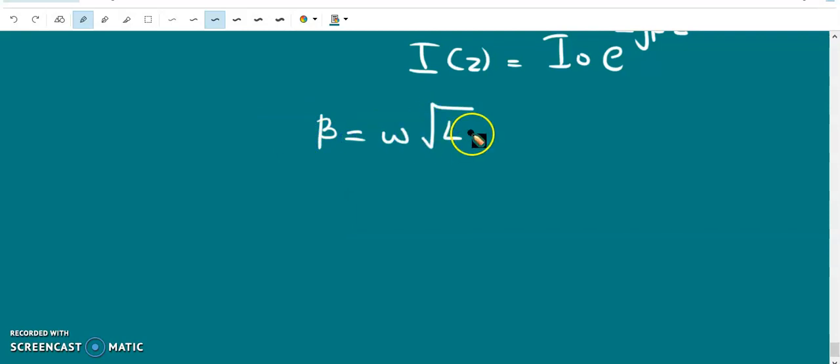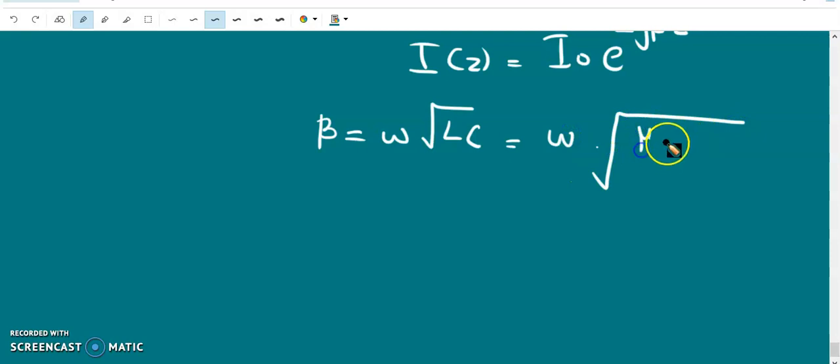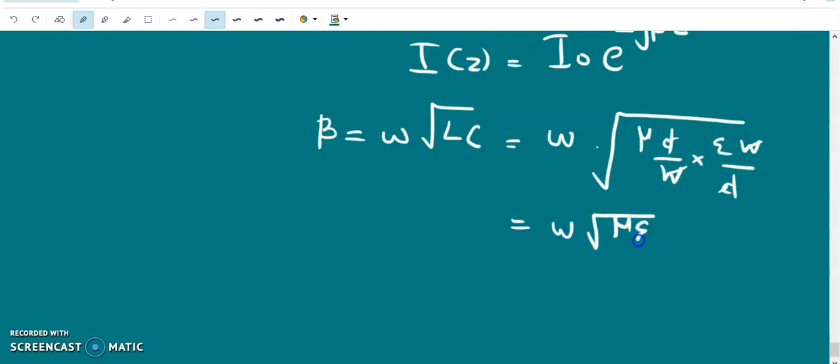Substituting the values of L and C. We have already known that L is equal to mu d by w, and C is equal to epsilon w by d. So the w's will get cancelled and the d's will get cancelled. And beta is equal to omega root mu epsilon.